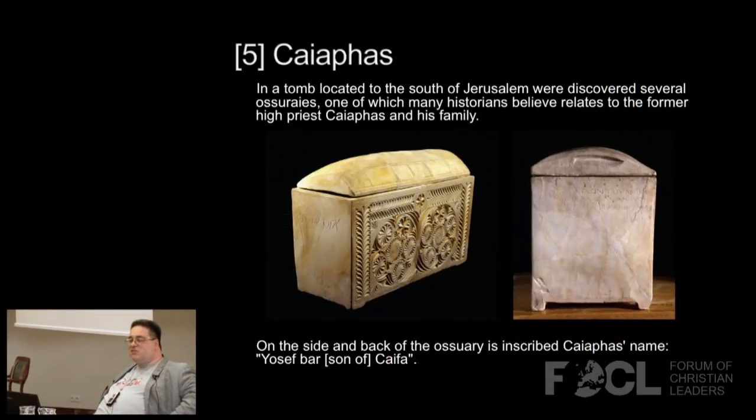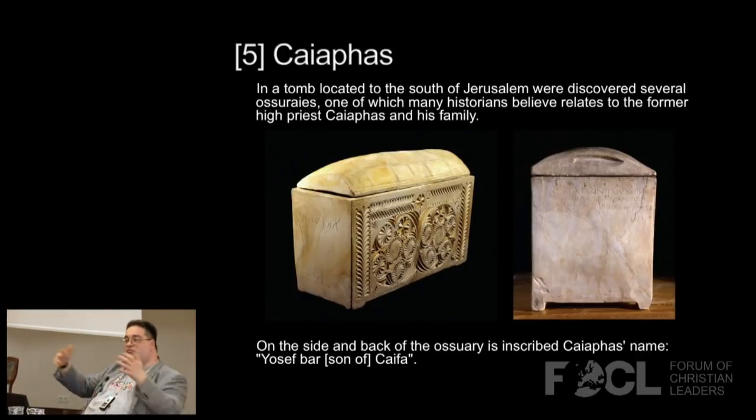And then we dig up something that shows, no, actually, he had it right. Caiaphas, in a tomb located to the south of Jerusalem, were discovered several of these stone ossuaries, or bone boxes, during this period of history, before the destruction of Jerusalem. The Jews had the burial practice of first burying the body in a tomb, and then later reburying the bones of the deceased into a bone box.